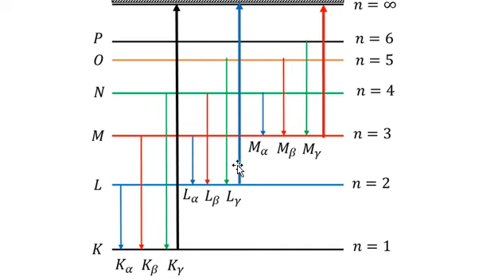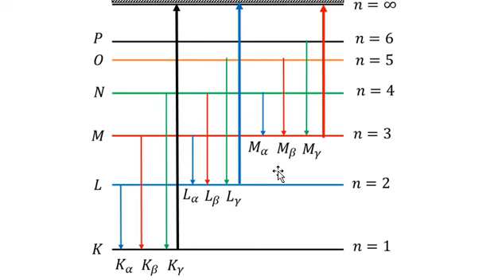Similarly, you see that I have shown the L spectra, the L series: L alpha, L beta, L gamma. L alpha is due to the transition when the electron moves from the M shell to the L shell. L beta is due to the transition when the electron moves from the N shell to the L shell, and L gamma will be the transition when the electron moves from the O shell to the L shell to fill the hole vacancy in the L shell.